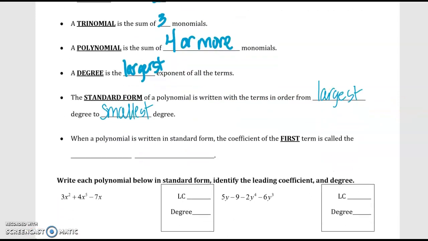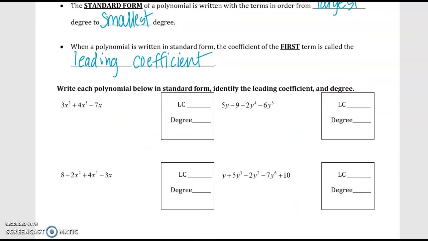Okay, and then your next term says when a polynomial is written in standard form, the coefficient of the first term is called your leading coefficient. So just know that we'll refer to that vocabulary quite a bit. Okay, so let's put some of this into action down here.